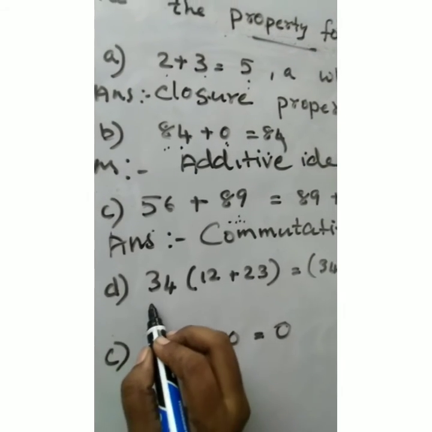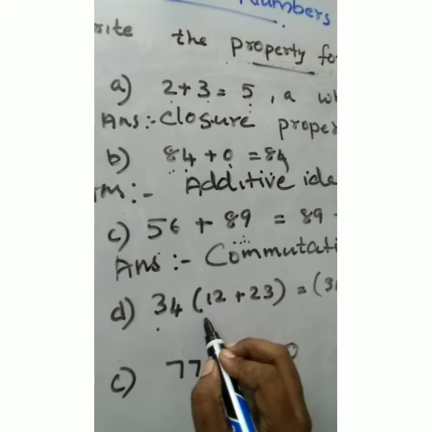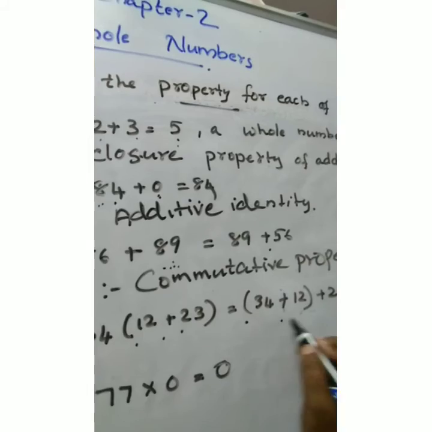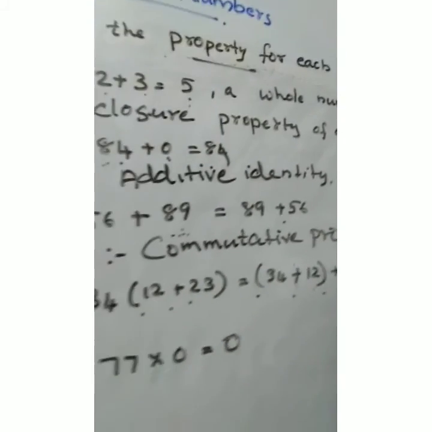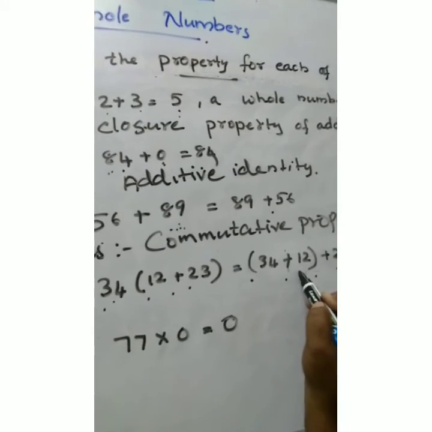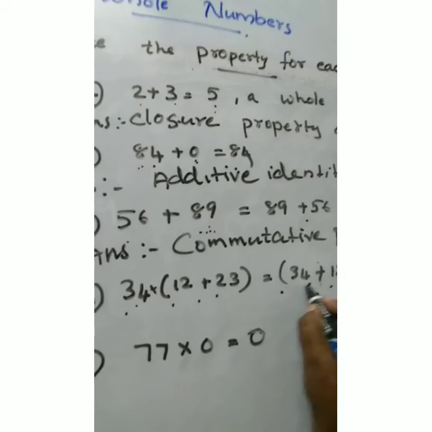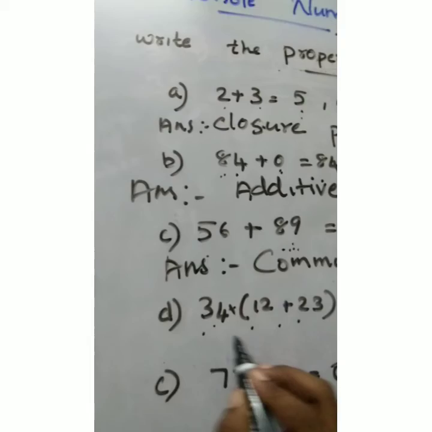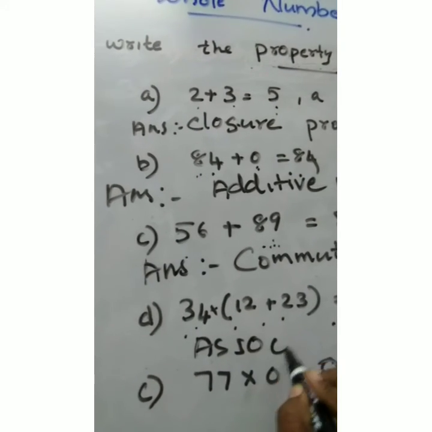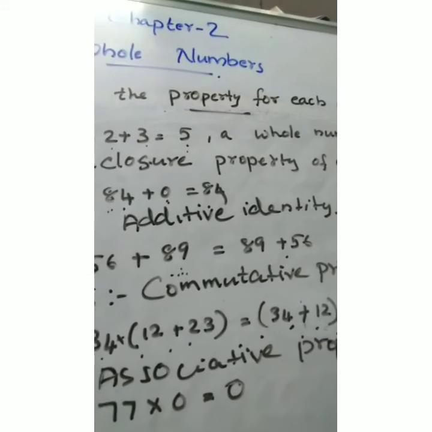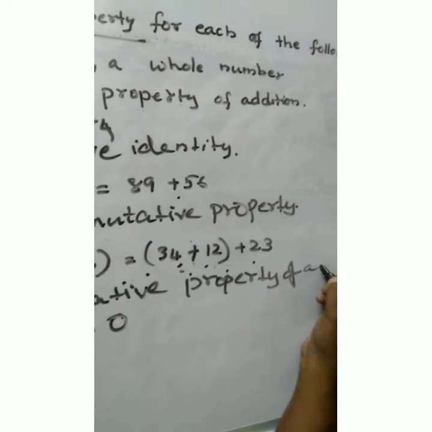Next, 34 plus 12 plus 23 is equal to 34 plus 12 plus 23, with the grouping changed. Okay. Change the grouping of numbers. How many variables are used? 3. That means which property? The associative property of which sign? Addition. The associative property of addition.